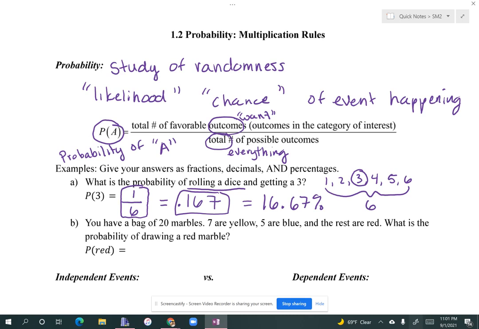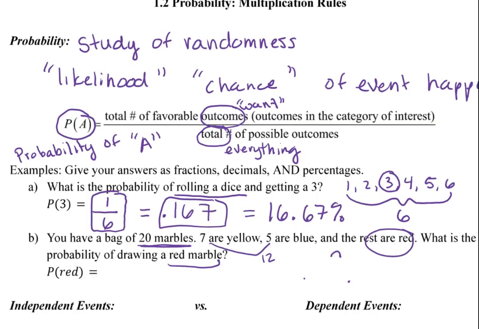So it says you have a bag of 20 marbles. I've got 20 marbles. 7 are yellow, 5 are blue, and the rest are red. What is the probability of drawing a red marble? We want to find red. So we need to figure out how many red there are. So when it says 7 are yellow and 5 are blue, we add those together and we get 12. Okay, so we need to find what the rest are. So I go 20 minus 12 and you get 8. So there are 8 that are red.